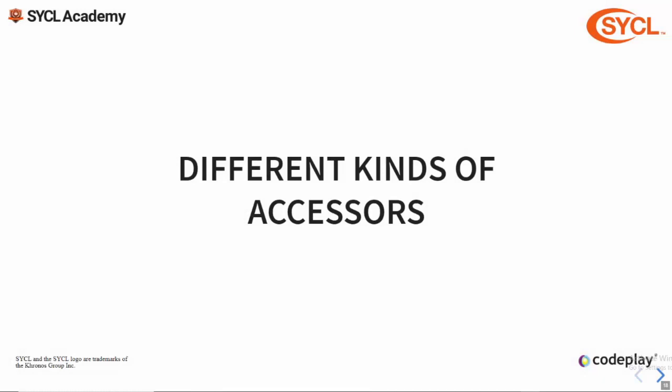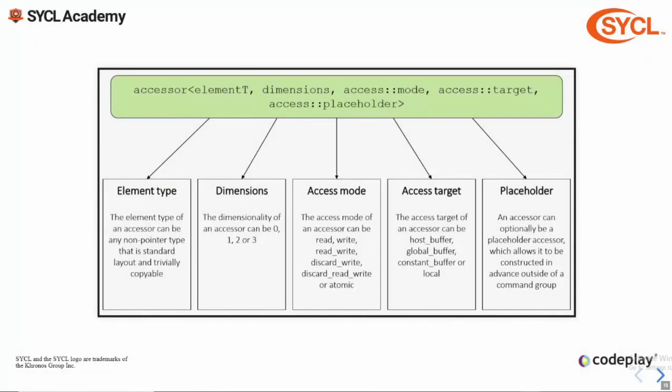Now we're going to take a look at the different kinds of accessors and how to use them. The accessor class has a number of template parameters which govern the various properties of how it accesses data. Firstly, there's the element type. This is the data type of the elements that are being accessed. This can be any standard layout and trivially copyable type. Next, there is the dimensionality, which can be 1, 2, 3, and even 0. Zero-dimensional accessors are a special case for accessing a single scalar value.